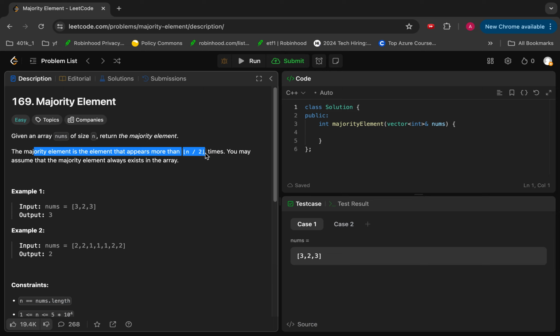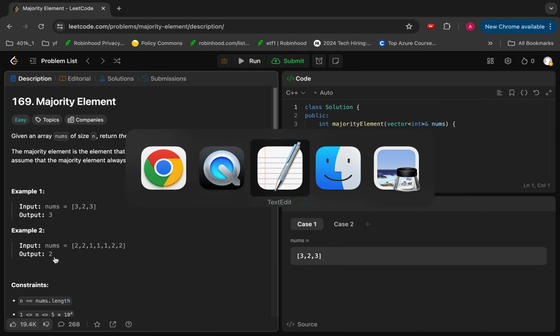In the case of majority element, it is the element that appears more than n by 2 times. Basically, it is like the voting kind of thing, 50% plus 1. And you may assume the majority element always exists. So in this case, 3 2 3, the majority element is 3, and in the case of 2 2 1 1 2, there are three 2s and two 1s, so 2 wins here. So that is the example.